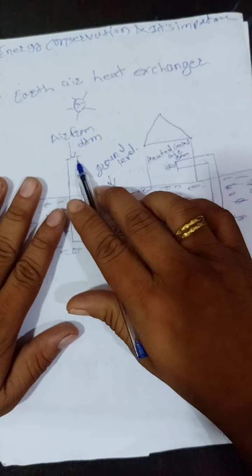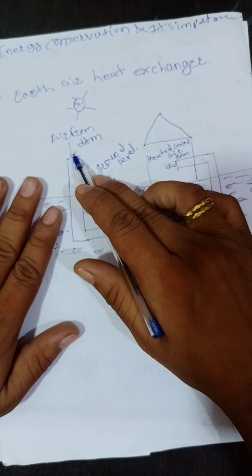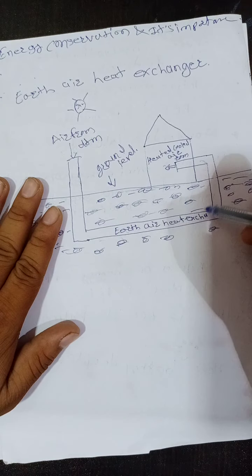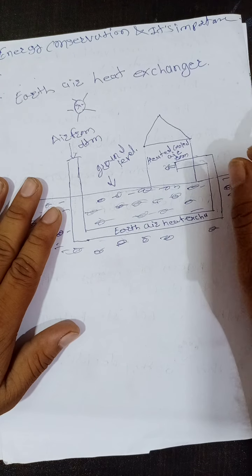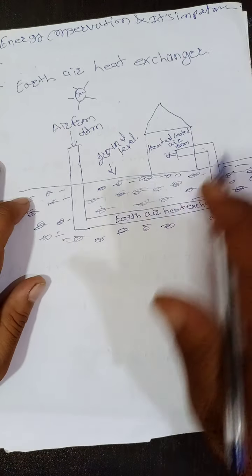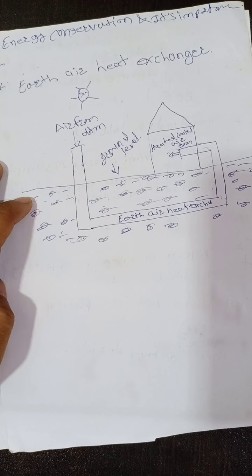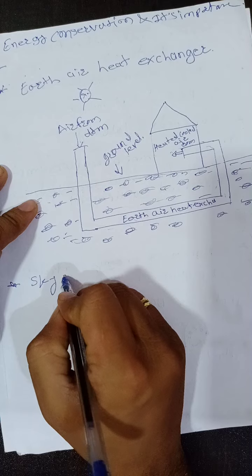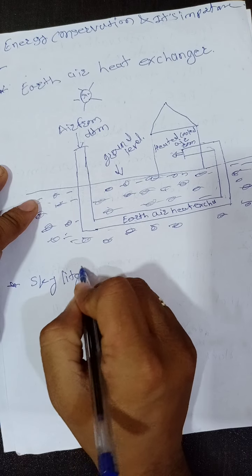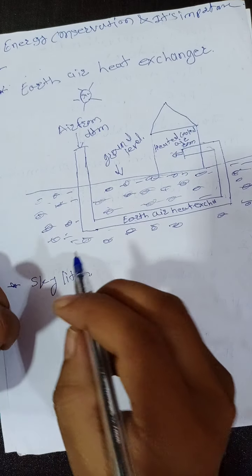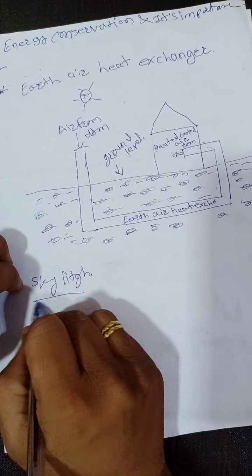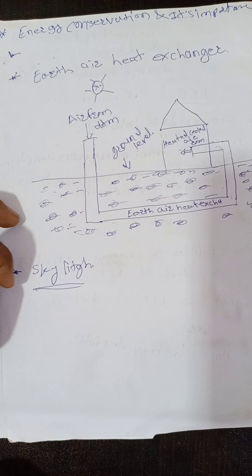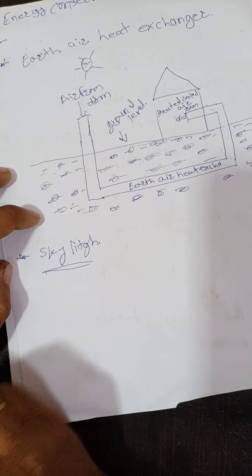See here, this is the ground level. Here, air comes in and goes through the earth tube. You have to draw the diagram for this. Next, skylight. It also helps in the energy conservation system, right?